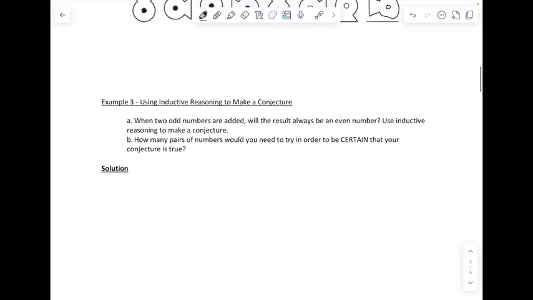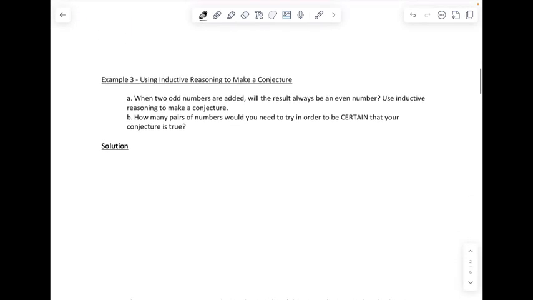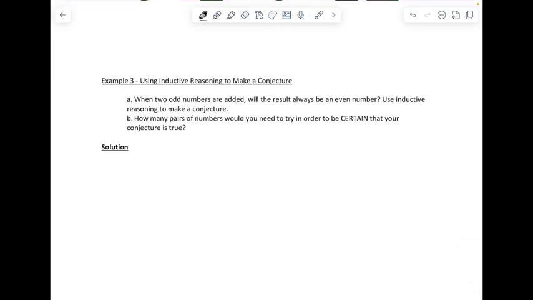Okay, so let's do that, and then we'll come back and look at that second question. So our conjecture is essentially when you add two odd numbers, the result is always even. So what we can do is try several specific examples of adding two odd numbers. Let's try 3 plus 7. That gives me 10. Let's try 25 plus 5. That gives me 30.